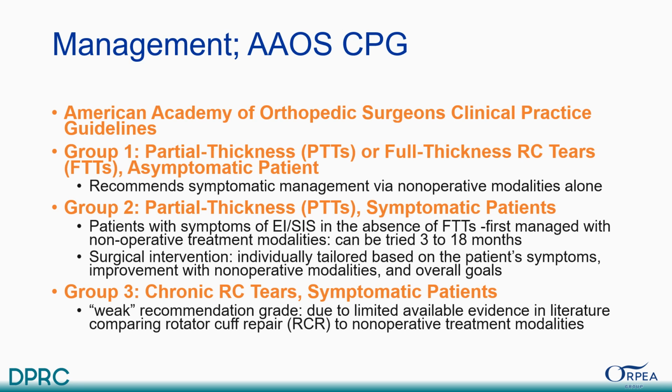When it comes to group 2, it's partial thickness tears but symptomatic patients. Patients with symptoms of external impingement or impingement syndromes in the absence of full thickness tears are first managed with non-operative management. Now it can be tried for 3 to 18 months. And surgical intervention is individualized based on the patient's symptoms, improvement with non-operative modalities, and overall goals of the treatment. So here also, surgery is not suggested as the first line of treatment.